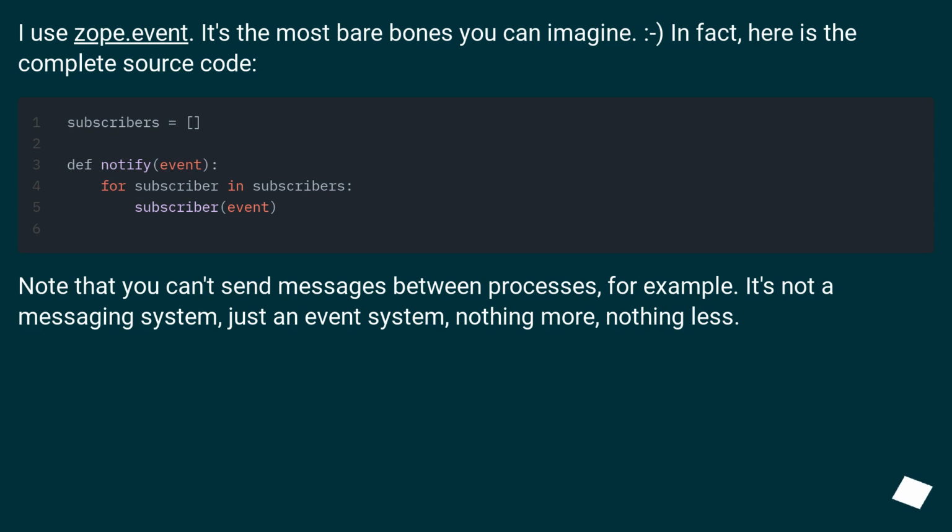I use zope.event. It's the most bare bones you can imagine. In fact, here is the complete source code. Note that you can't send messages between processes. It's not a messaging system, just an event system, nothing more, nothing less.